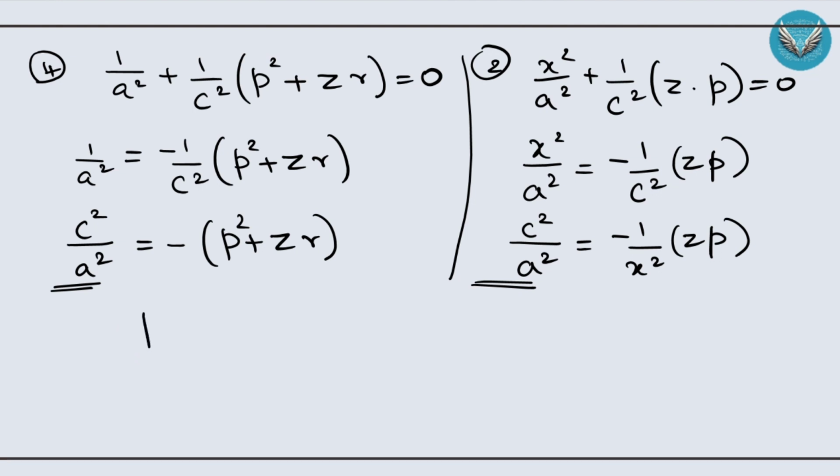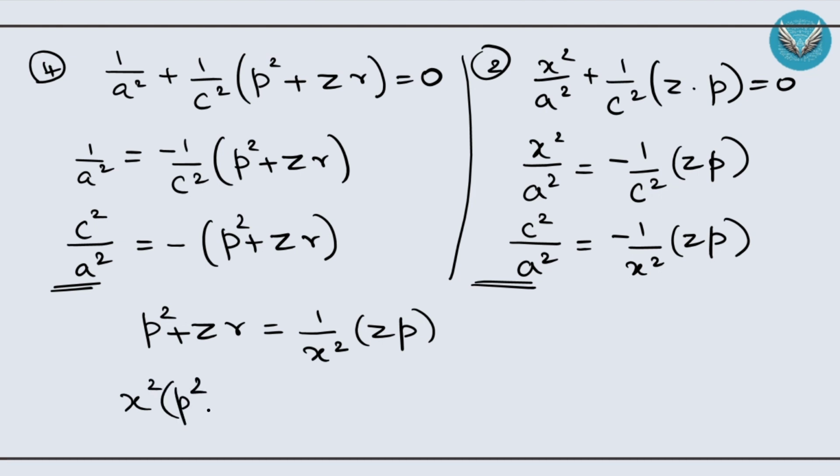So this gives you p square plus z into r is equal to 1 by x square into zp. We can cancel the minus also. So this will be the equation here. From this, if you want to simplify further, x square into p square plus z into r is equal to zp.